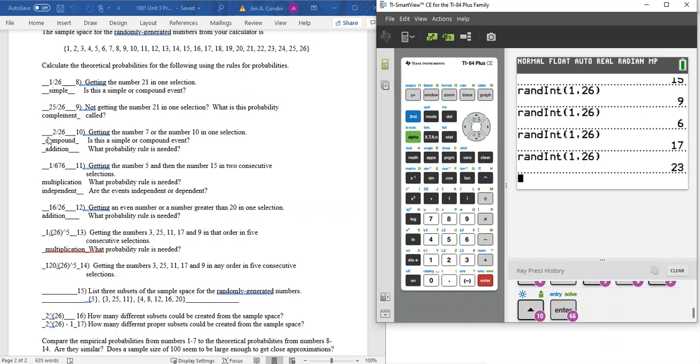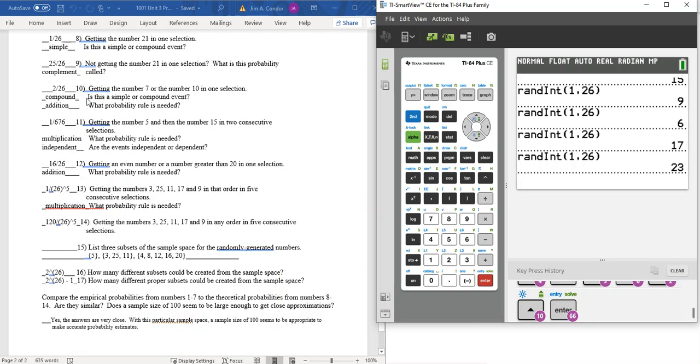Well, 2 out of 26, because that's 2 of the numbers that are up here, all the 26 numbers. That's a compound event because we see the "or" in here. Probability of a 7 or a 10, it's compound. The probability rule that goes with this is addition.